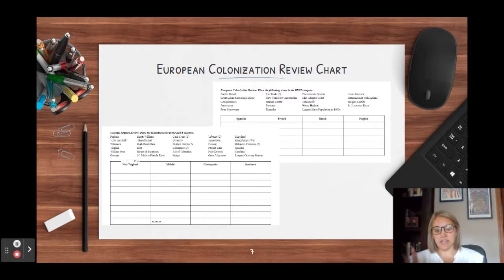Similarly, the second chart you're going to work on is the New England, Middle, Chesapeake, and Southern colonies. There are quite a few different ones there, like cash crops, commerce. Keep in mind that you're just trying to do the best category. So I highly recommend you do the words that you know first and then fill in as you go from there.